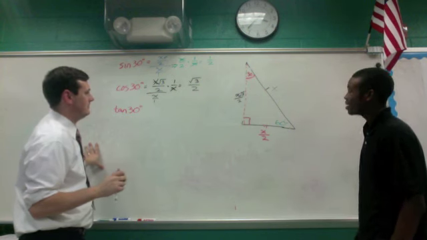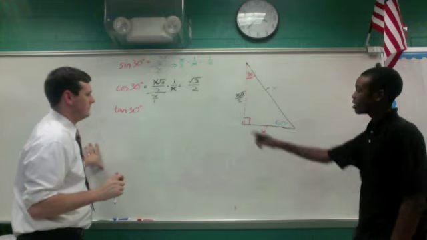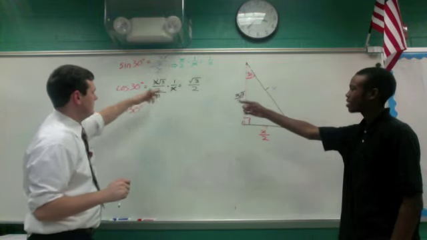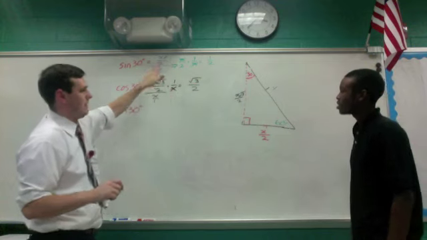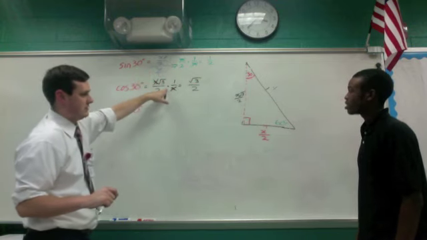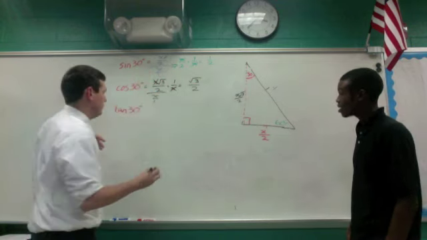Make sense? So what you're doing is getting rid of common things. If there's a 1 on the top and a 1 on the bottom, I can just cross them out, as long as you're multiplying them together. All right, so we'll do the same thing for tangent.